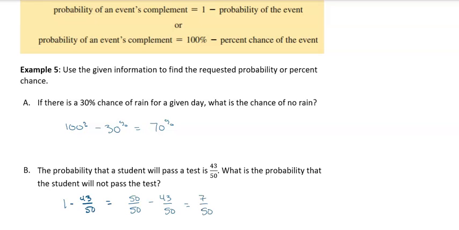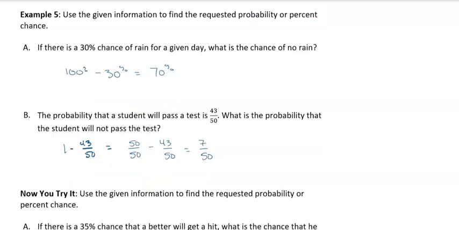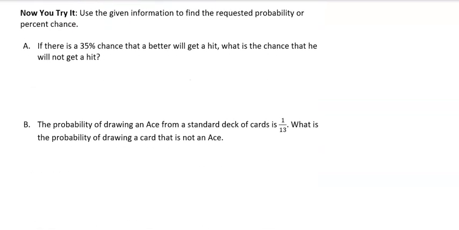Okay, so that's about as difficult as the complements get. It's more understanding the question. So make sure you read the question carefully. All right, so there's a couple more here, and this is the last part of this lecture. Give these a shot.